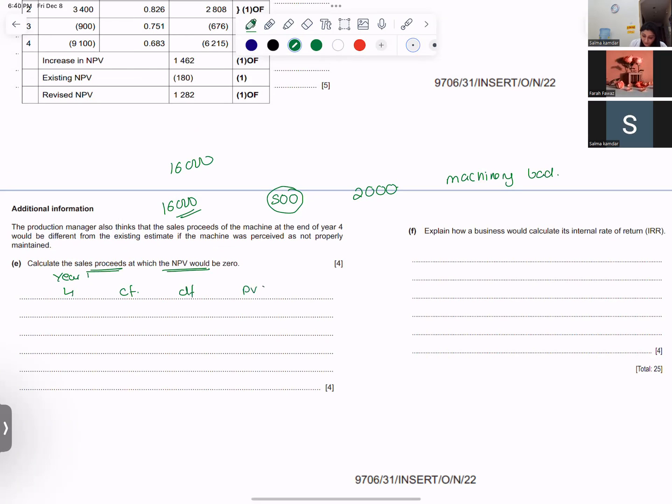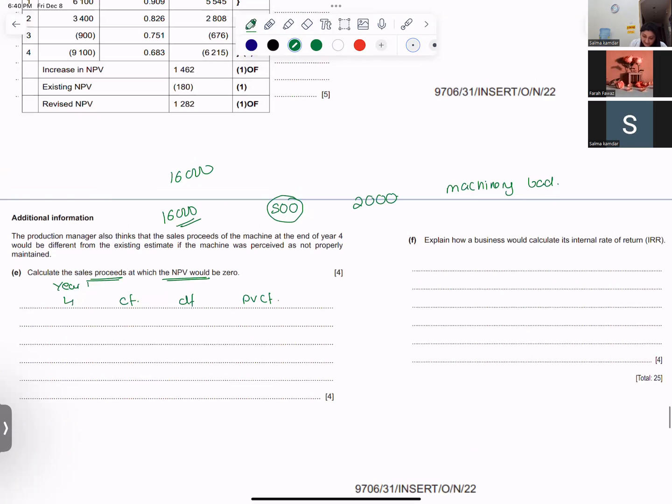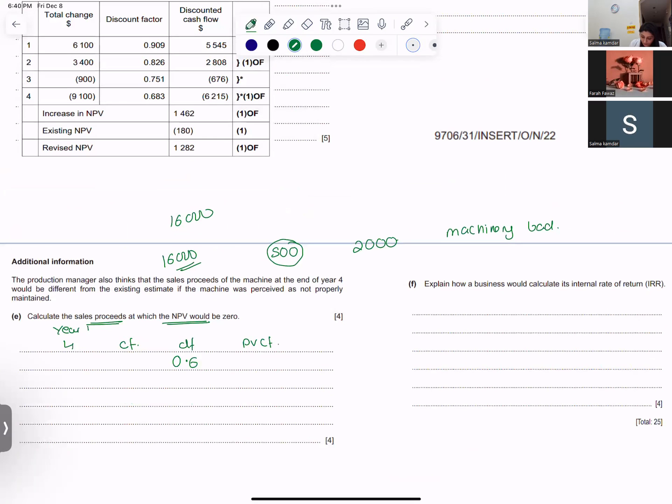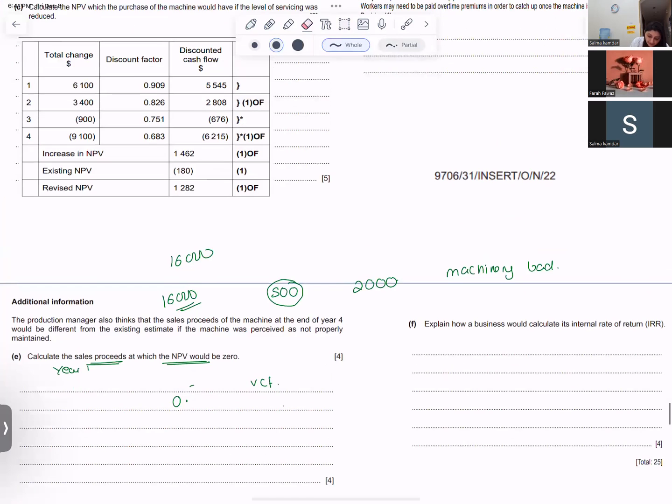At the end of year 4, your discount factor is 0.683. Are you with me? Yes. Okay. Your present value of your future cash flow is 6215 at the end of year 4. And the change is how much? 6,100. Are you with me? I will put this entire table over here.